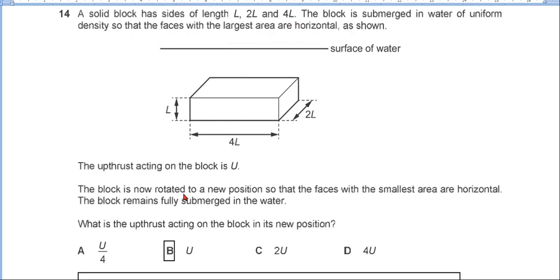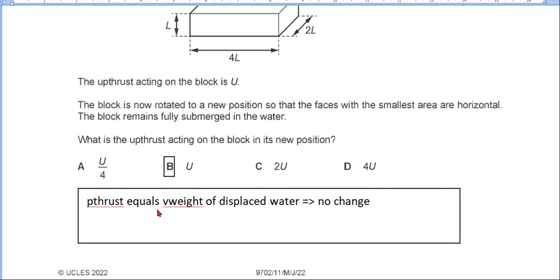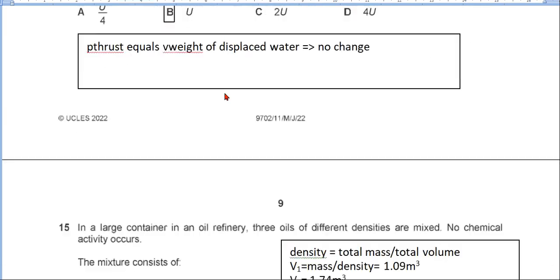The block is now rotated to a new position so that the bases with smallest area are horizontal. The block remains fully submerged in the water. What is the upthrust acting on the block? Upthrust equals the weight of displaced water, so no change because the block is fully submerged. The volume of displaced water is the same and the weight of this water is the same.